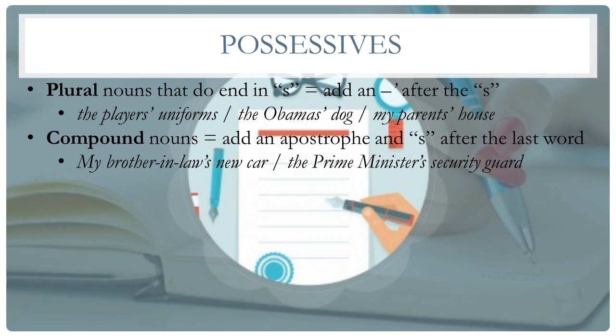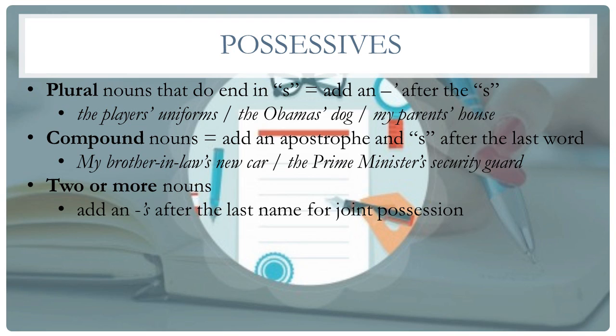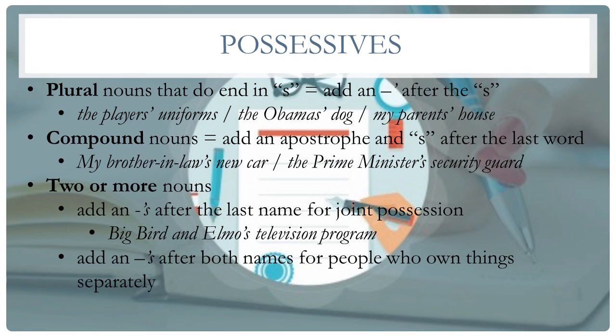When you have two or more nouns, it also gets tricky. If they're showing joint possession, you add an apostrophe S after the last name, kind of like a compound noun: Big Bird and Elmo's television program. So because they both possess the television program, they're showing joint possession, then we put the apostrophe S after Elmo, after the last name. If we're naming two or more nouns that own things separately, then we put an apostrophe S after each of the names, or each of the objects.